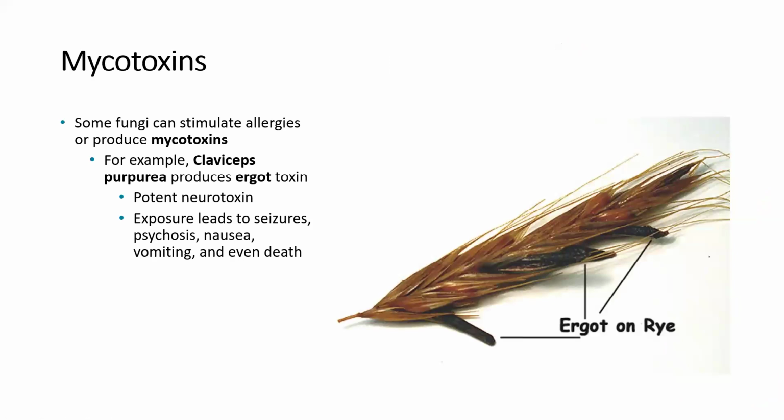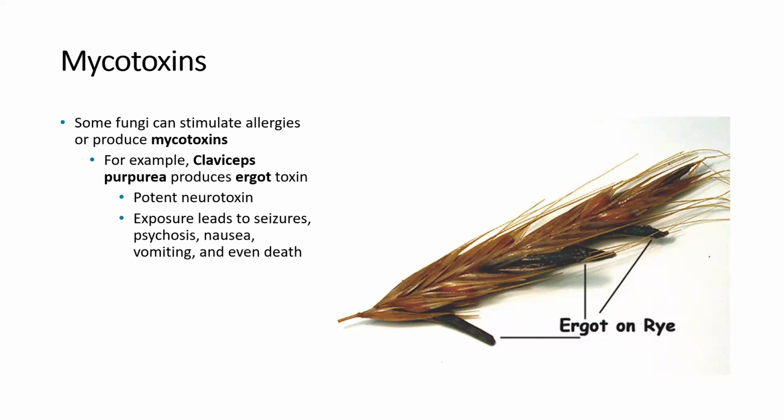And then you have mycotoxins. Mycotoxins are pretty important because these are toxins that are being produced by a fungus. If you haven't caught on to that yet, the myco prefix is a prefix meaning fungus. And so we've got Claviceps purpurea, which produces the ergot toxin. This is a neurotoxin that can cause things like seizures, psychoses, nausea, vomiting, and even death.